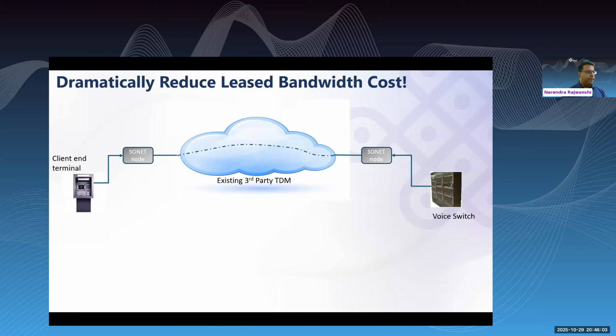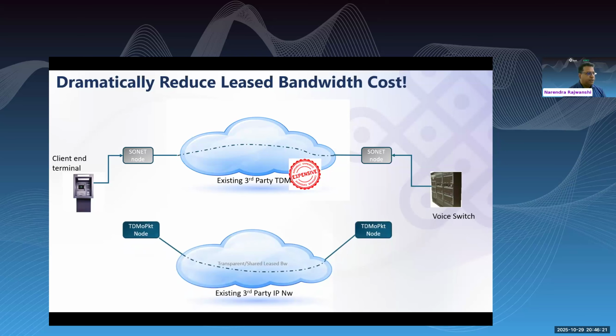Another interesting application would be to reduce the leased bandwidth cost. If, as an operator, you are using third-party TDM lease lines, which are again getting very expensive every year because those operators have to also maintain their TDM networks. But that can be simply addressed by having two bookended new nodes, TDM over packet nodes, and having a shared leased Ethernet bandwidth between the two. So not TDM now, but Ethernet bandwidth, which is very inexpensive.